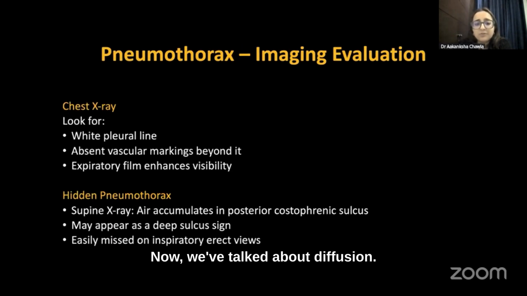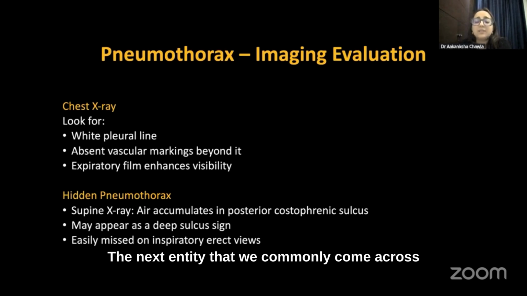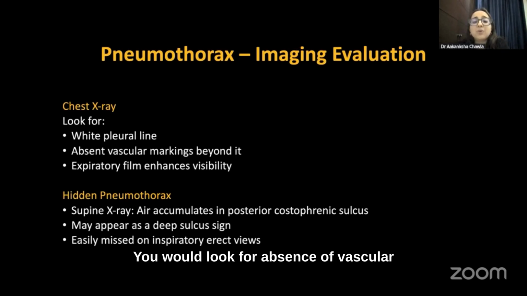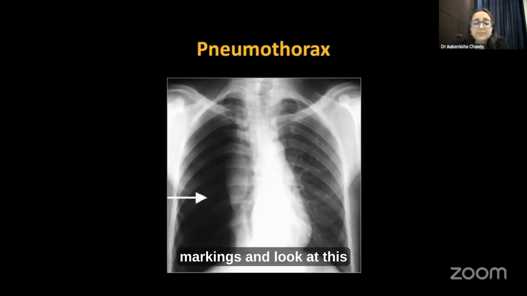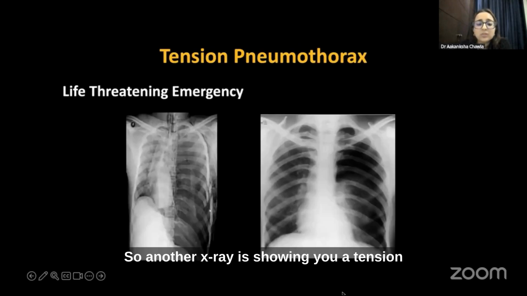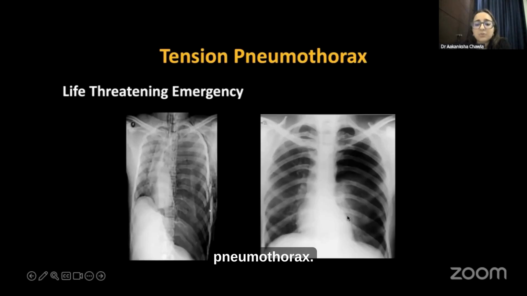Now we've talked about effusion. The next entity that we commonly come across in the pleura is pneumothorax. So what would you look at in a chest X-ray? You would look at the pleural line, which is white. You would look for absence of vascular markings. And look at this chest X-ray. This is a typical right-sided pneumothorax. There's an underlying collapsed lung as well. Here is another X-ray showing you a tension pneumothorax.